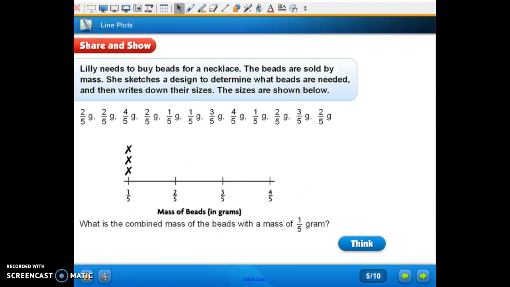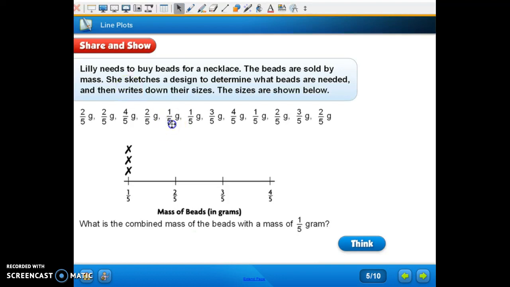Right, this is the top of page 371, the Sharon Show. Lily needs to buy beads for her necklace. The beads are sold by mass. That means by what they weigh. She sketched a design to determine what beads are needed, and then writes down their sizes. The sizes are shown below. So we have 1/5. It says mass of beads in grams.